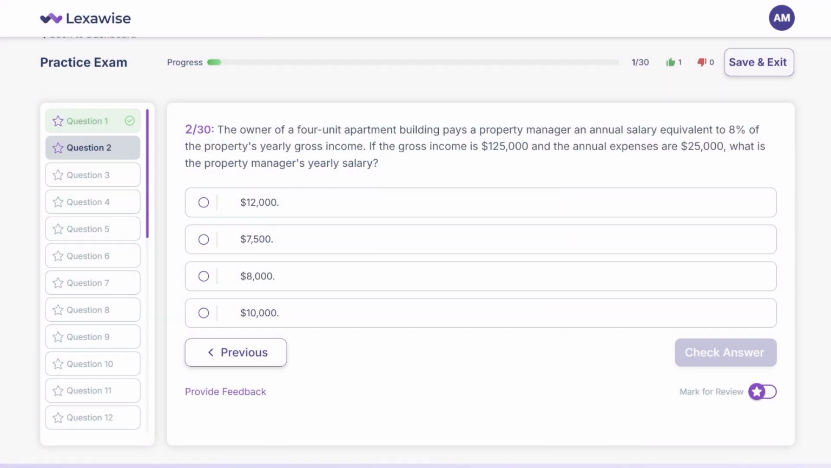The owner of a 4-unit apartment building pays a property manager an annual salary equivalent to 8% of the property's yearly gross income. If the gross income is $125,000 and the annual expenses are $25,000, what is the property manager's yearly salary? A. $12,000. B. $7,500. C. $8,000. D. $10,000. Think about it.